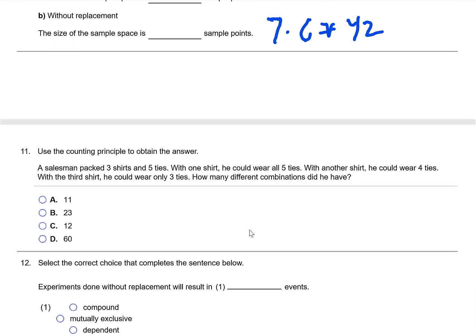Use the counting principle to determine the answer to this question. This is a little different. A salesman packed 3 shirts and 5 ties. With 1 shirt, he could wear all 5 ties. With another shirt, he could wear 4 ties. And with a third shirt, he could only wear 3 ties. How many combinations did he have? Well, he's pretty restricted here, so we're going to add up the different ways that he can wear his outfit. He's got 5 with the first shirt, 4 with the second, and 3 with the third. So 5 plus 4 is 9, plus 3 gives us 12.